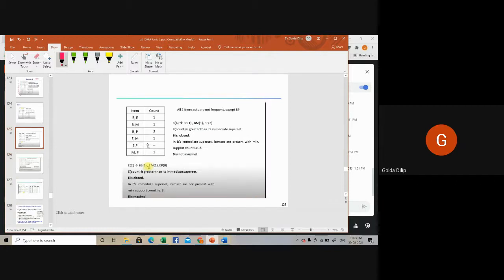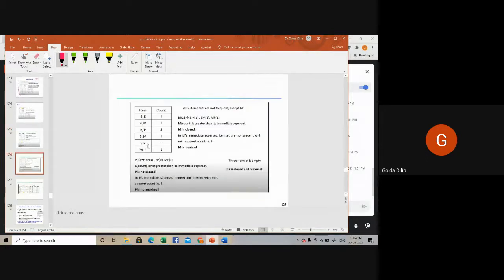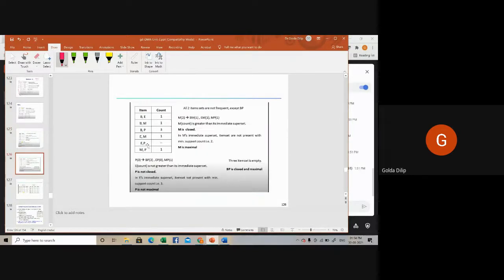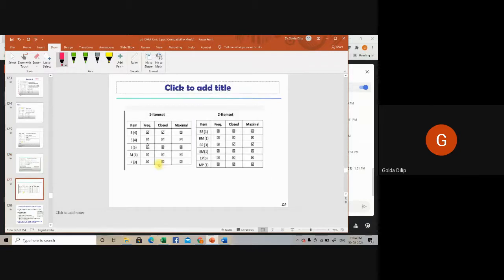B is not closed, not maximal. Same case with E2. It's closed and maximal. B is closed, not maximal, whereas E is closed, maximal. M is closed and maximal. P is not closed and not maximal. 3 item set is empty. BP is closed and maximal. Okay, so this is the final result what you get.